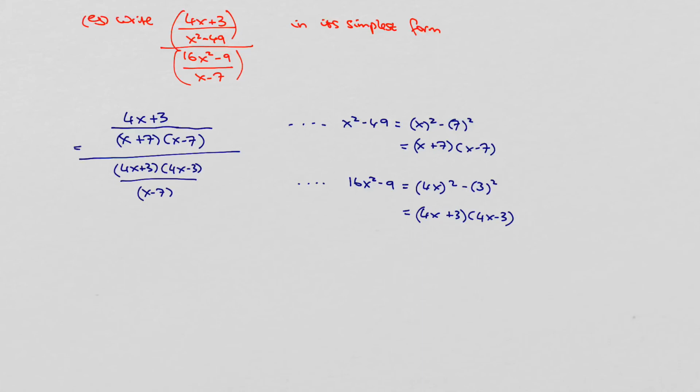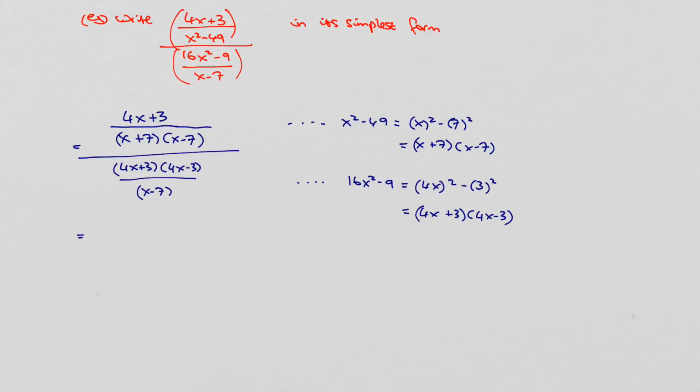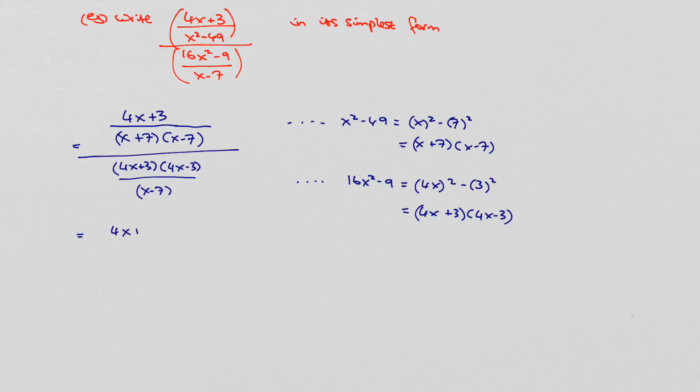So here what we have is a fraction divided by a fraction. So we saw a second ago that we need to multiply the numerator, which is (4x + 3) over (x + 7)(x − 7), by the reciprocal of the denominator. The reciprocal of the denominator means I take the denominator and turn it upside down. So that's (x − 7) all over (4x + 3)(4x − 3).